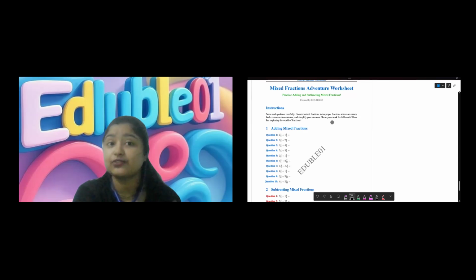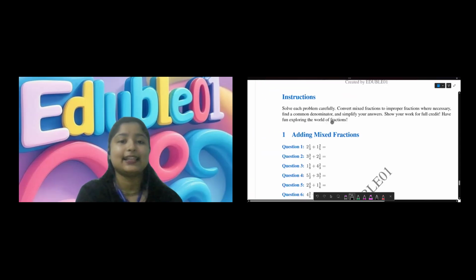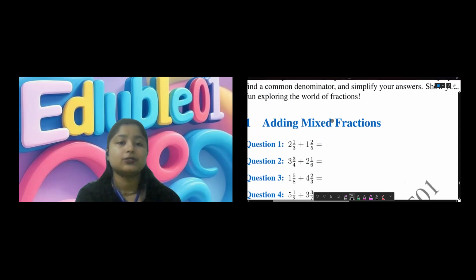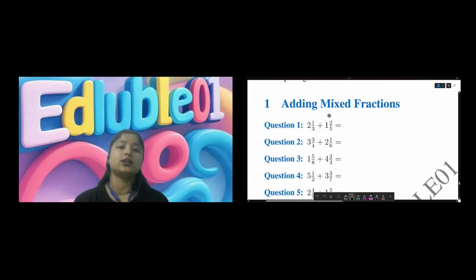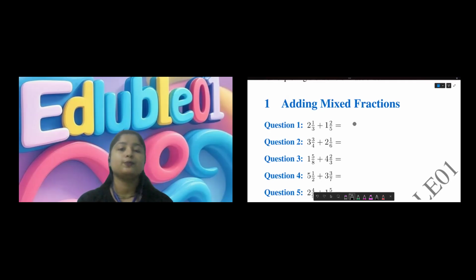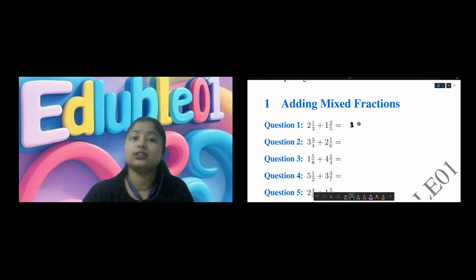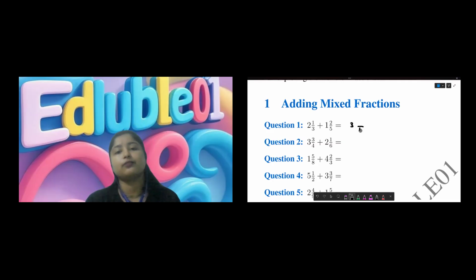So here is the mixed fractions adventure worksheet. Let's start. This is 2 and 1 over 3 plus 1 and 2 over 5, right? Let's just solve this. You can do this question by adding the whole numbers without changing them. So 2 plus 1 is 3. And this is 5 and this is 3 in the denominator. So the denominator is going to be 15 only, because 5 times 3 is 15, nothing else.